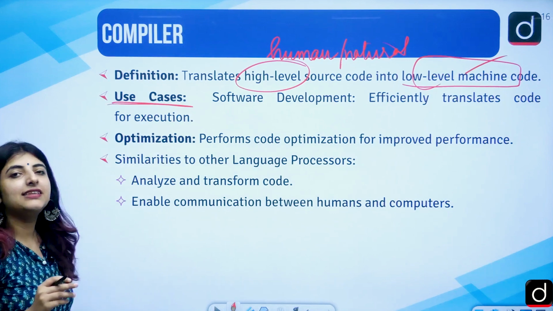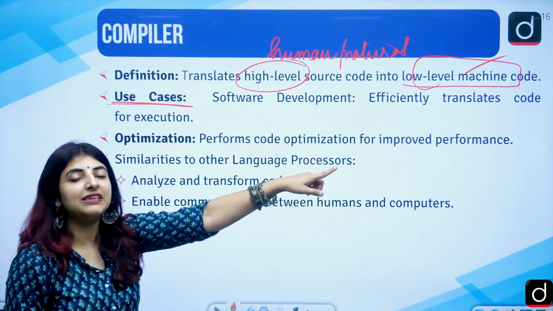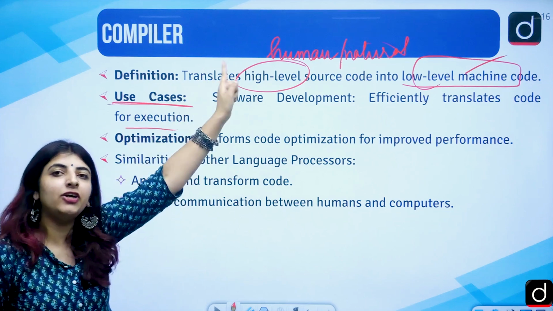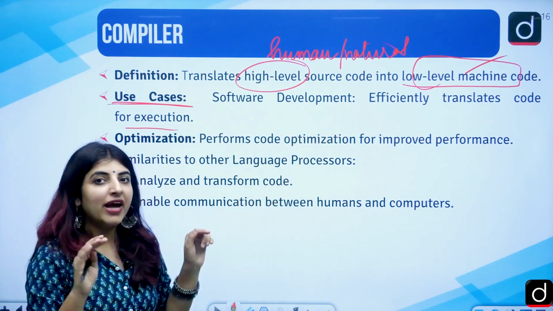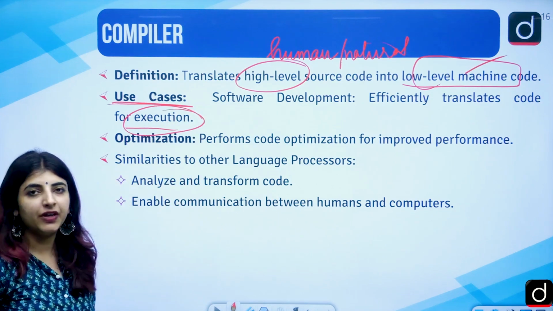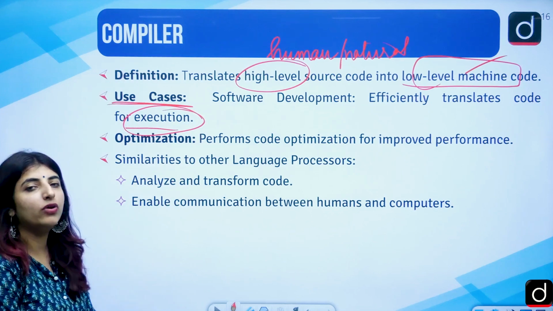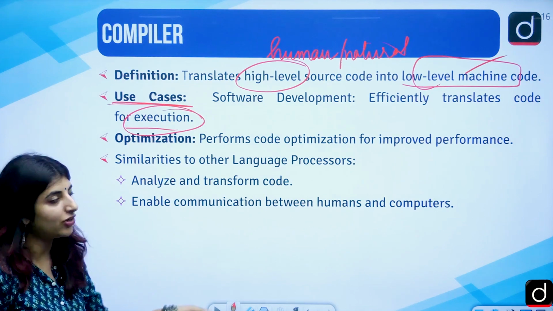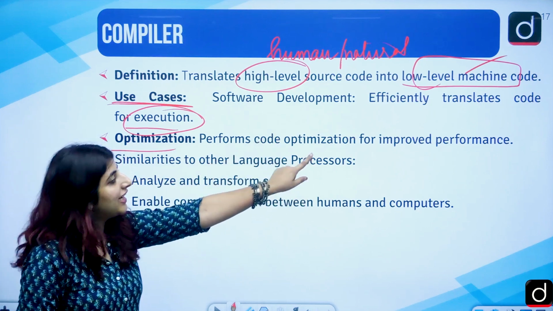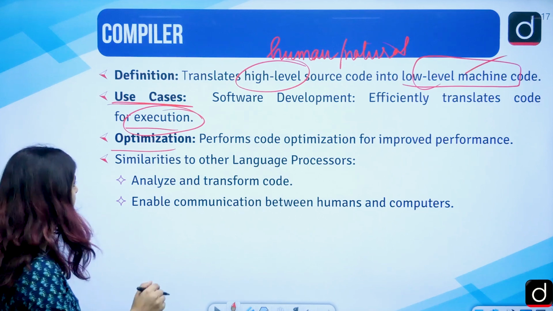Use cases: the compiler is used in software development where it efficiently translates the code, which is written in a human readable format for execution, into what kind of language? Machine language. So hence, if you as a programmer are coding something in English language, the compiler will help the program to get executed, compiled, etc. into what language? Machine language. Optimization: it performs code optimization for improved performance. So performance gets better when you use compiler.